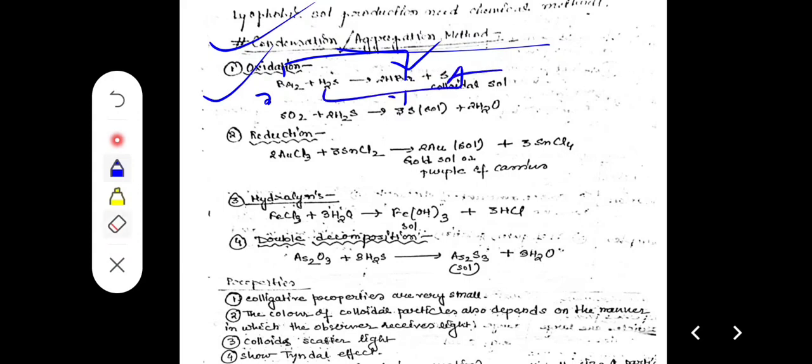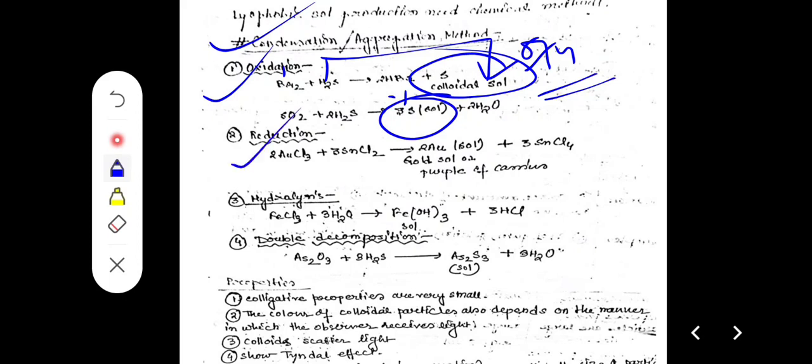And SO2 plus 2H2S gives 3S sol plus 2H2O. Actually, we produce sulfur sol by the oxidation method. Here Br2 plus H2S gives 2HBr; Br goes from 0 to -1, so reduction takes place, as the oxidation state decreases. But in H2S, sulfur goes from -2 to 0 oxidation state, so here oxidation takes place. Now we consider reduction. Reduction means what?